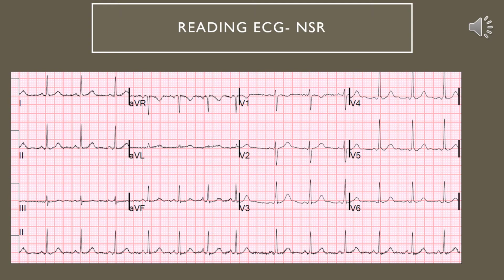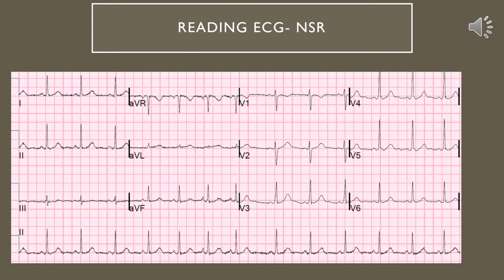When we're looking at the PR interval, is the PR interval less than one big block? Looking from the P wave to where the R is, yes, it's within that one big block size. So our PR interval is good. If it was longer than one block, we would be concerned about AV block.